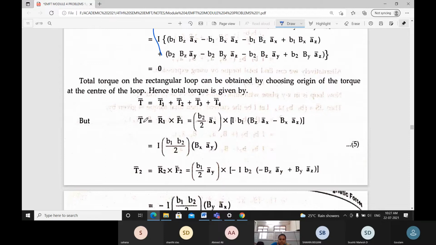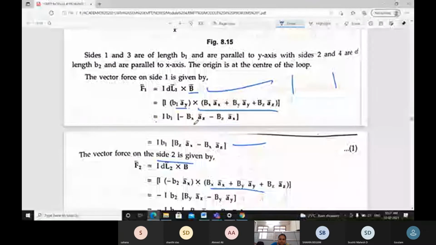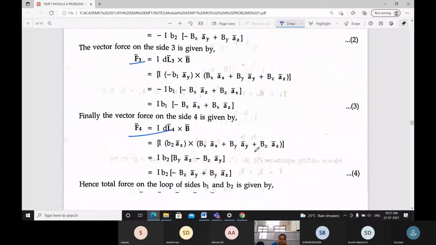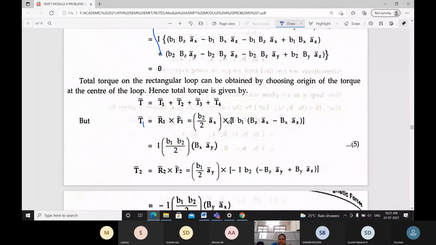First you have to find what T1 is. It's going to be R1 cross F1, where R1 is B2 divided by 2 AX, crossed with F1. From what we previously calculated for F1, you have to substitute it here: I B1 (BZ AX minus BX AZ). Then let's go for solving this.